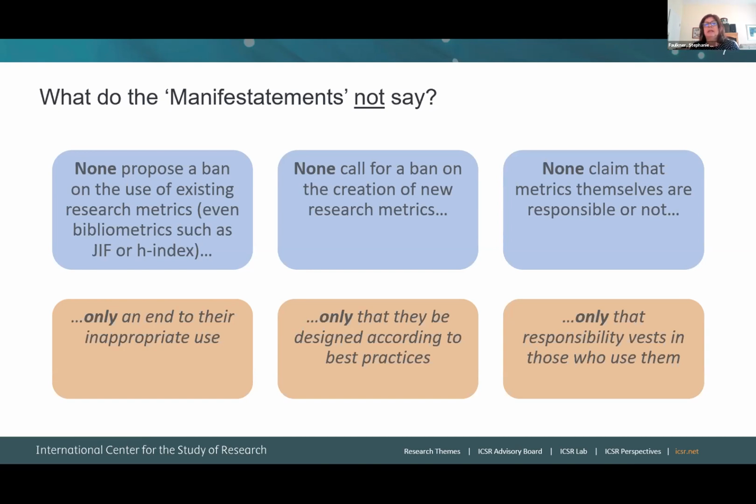And none of these manifesto statements call for a ban on the development of new metrics either, or research indicators. It's only that if new metrics are created, they're designed according to best practices and attempting, wherever possible, to avoid unintended consequences of the use of indicators. And finally, none of these manifesto statements claim that the metrics themselves are responsible or not. They're just numbers, right? So they can't be responsible for the inappropriate use. The responsibility of the use of these metrics has to be from those who use them.